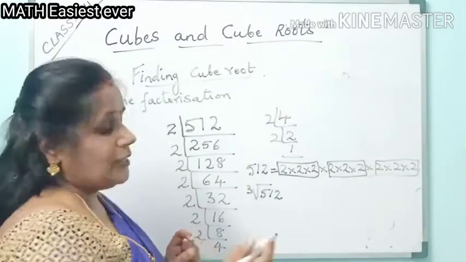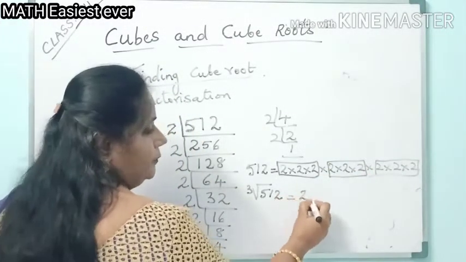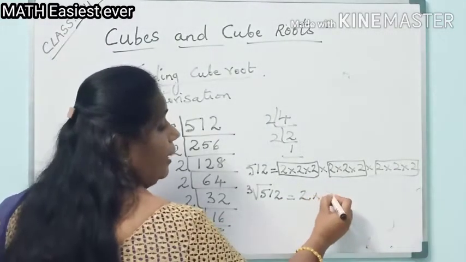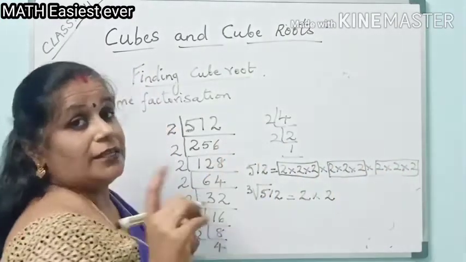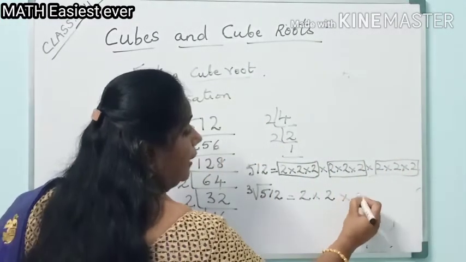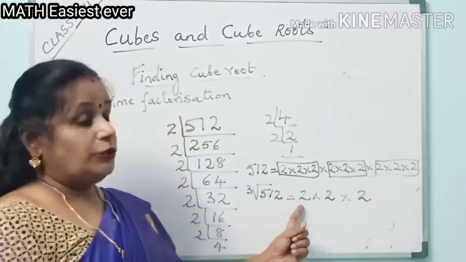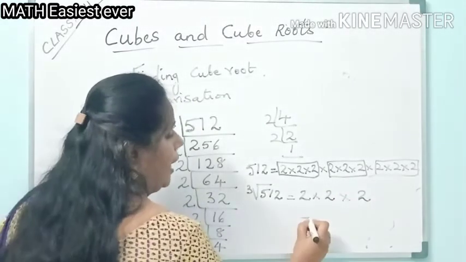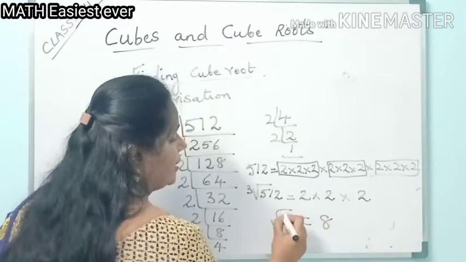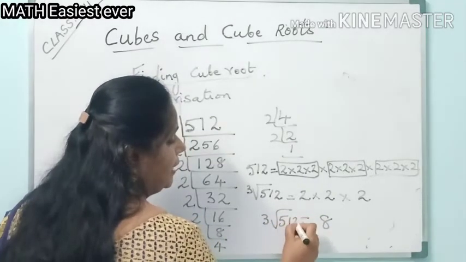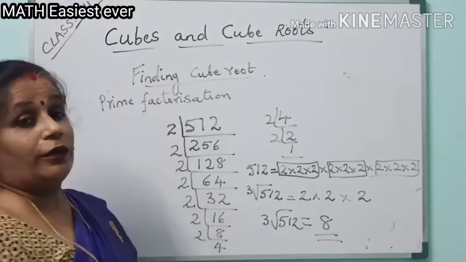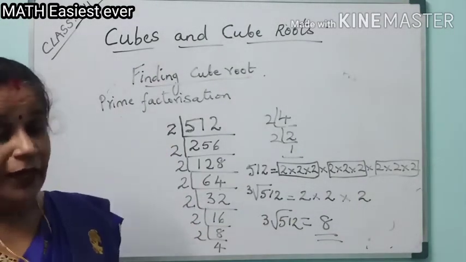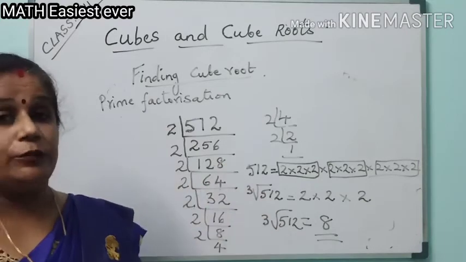From 3 2's, you take 1 2. Again from these 3 2's, you take 1 2. Again from these 3 2's, you take 1 2. So what do you get? 2 into 2 into 2. 2 2's are 4, 4 2's are 8. So I told you the cube root of 512 is equal to 8. This is the method we use to find the cube root using the prime factorization method. For bigger numbers, you have to use this method.